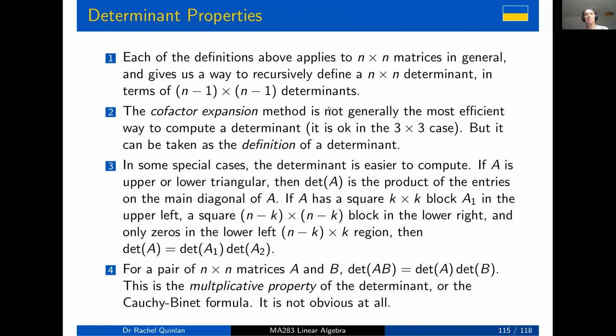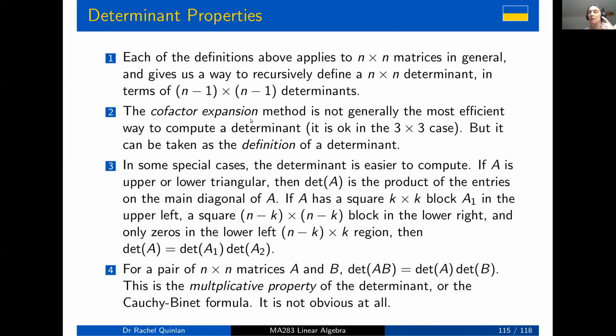This method for computing determinants is referred to as the cofactor expansion method. It is not generally the most efficient way to compute a determinant. So really, its value to us now is more as a definition of a determinant than as a means of computing one. It's not so bad in the 3 by 3 case, which is the worst that we will actually do. It's not even so bad in the 4 by 4 case, but it rapidly gets worse. For example, to compute a 10 by 10 determinant using the cofactor expansion method, you have to compute 10 9 by 9 determinants. Each of those involves 9 8 by 8 determinants. Each of those involves 8 7 by 7 determinants, and so on.